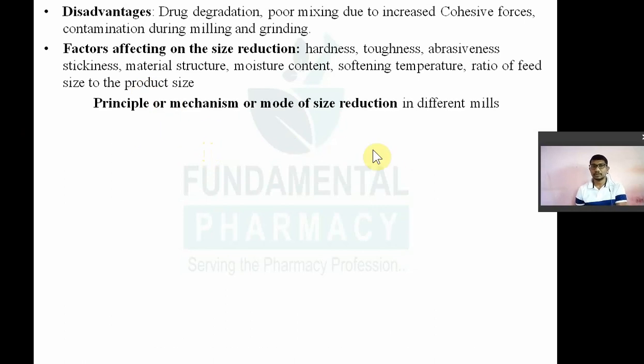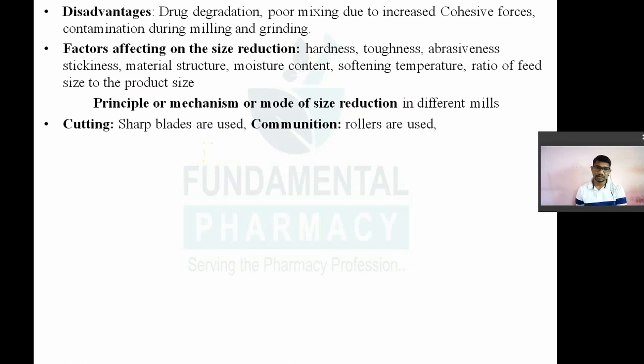Now the principle or mechanism or mode of size reduction. So there are different principles like cutting, then impact, then compression, attrition, etc. So we'll see it. The first one is cutting. Cutting means cutting of your original material into smaller pieces by using sharp blades.